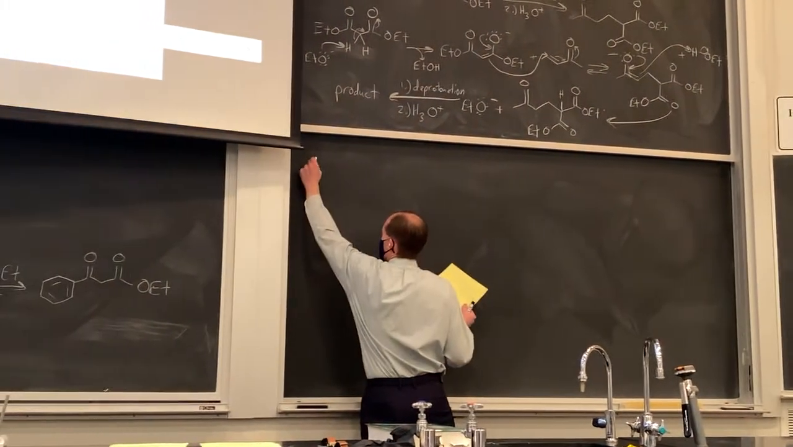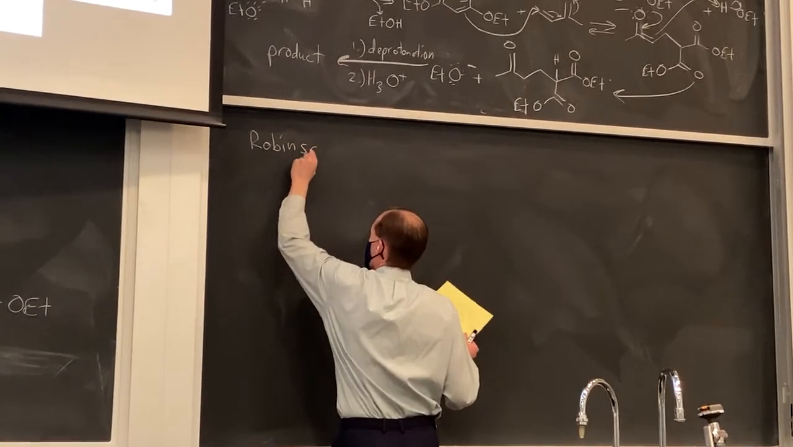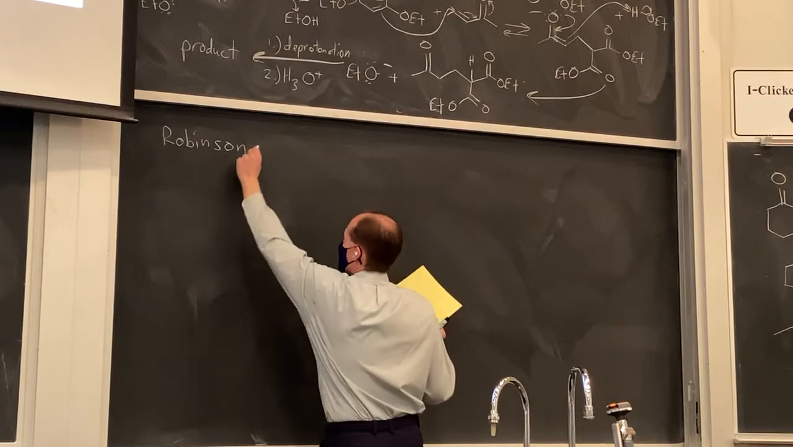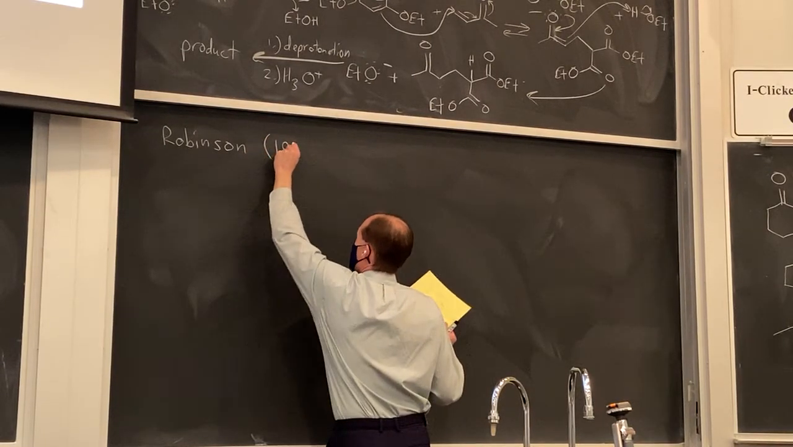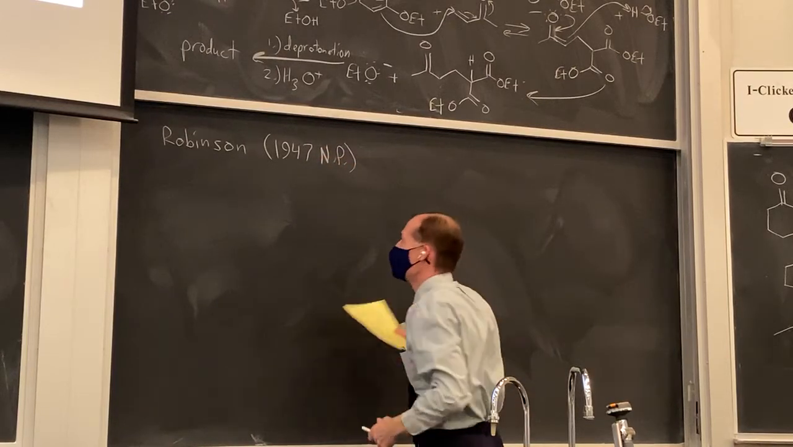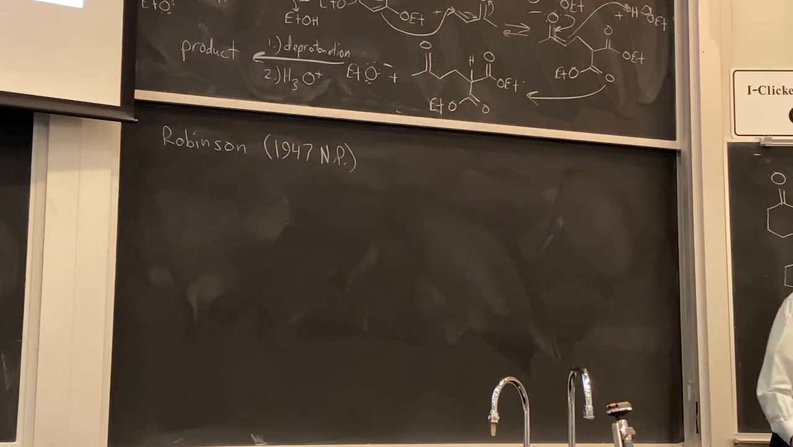The Robinson annulation is named after Sir Robert Robinson. He is a British chemist. He is beloved by organic chemistry students worldwide because he is credited with inventing curved arrows. So he's responsible for you having to draw curved arrows to show reaction mechanisms.